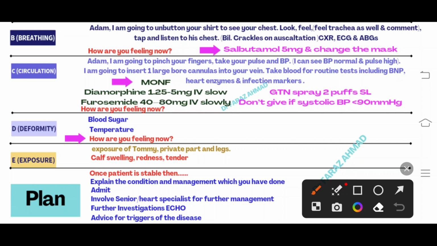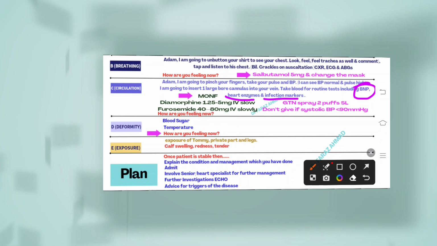Then you will say, I am going to insert one large bore cannula into your vein and I will take bloods. So you have to mention the investigations' names over here. Take blood for the routine blood investigation and for the BNP. Please keep in mind, this BNP is very, very important in the heart failure station. Mention the cardiac enzyme, mention the infection markers as well.